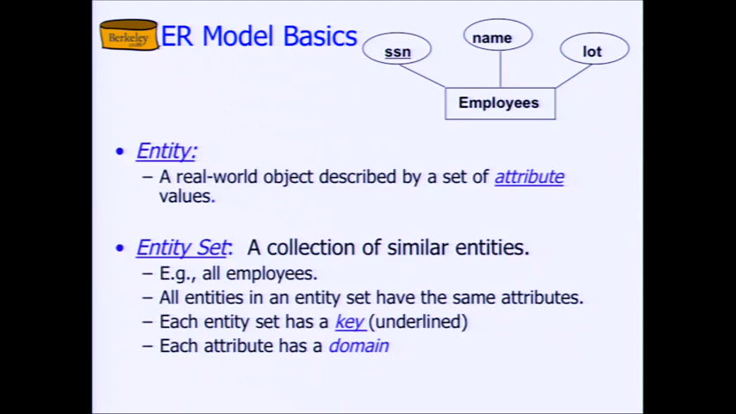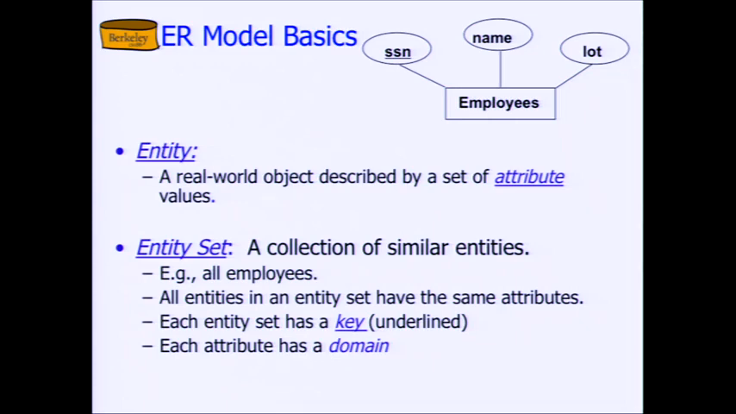An entity is like a real-world object, and it's described by a set of attributes. An entity set is a collection of entities that have the same attributes. Okay? So like all the employees might form an entity set. All the entities in this entity set have to have the same attributes in this data model. Okay, so there's no variation in the attribute sets. Each entity set will have a key that describes uniquely which entity is which. So you can distinguish the entities in the entity set by their key attributes. And each attribute will have a domain or data type.